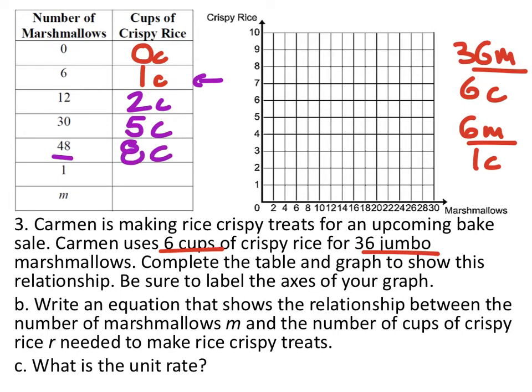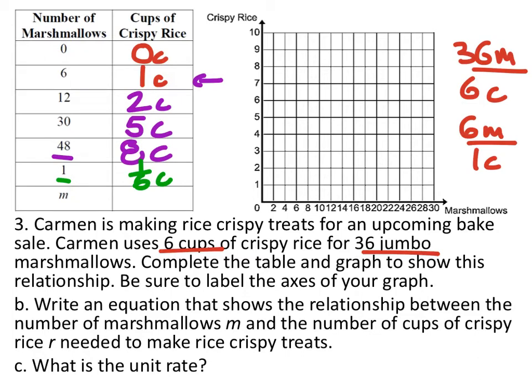Now it reverses though, right? Now right here, to get from 6 to 1, you'd have to take 6 and divide it by 6 to get 1. So what do you got to do to the 1 right here? You got to divide it by 6, and that's 1/6 of a cup of crispy rice for 1 marshmallow.